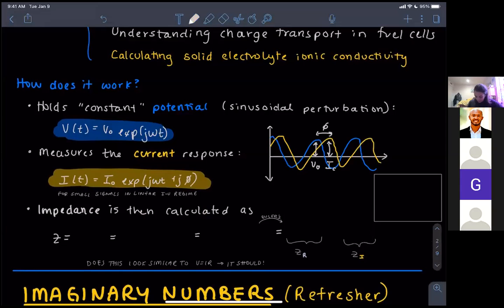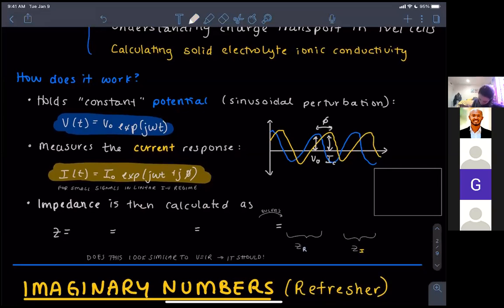And then what you get is your impedance. And you get impedance just by dividing the voltage by the current. And if you're like me, you immediately think of Ohm's law, so like V equals IR. So dividing the two will give you resistance. And that is only true when you are actually dealing with a resistor.